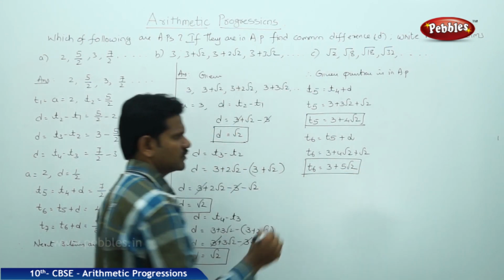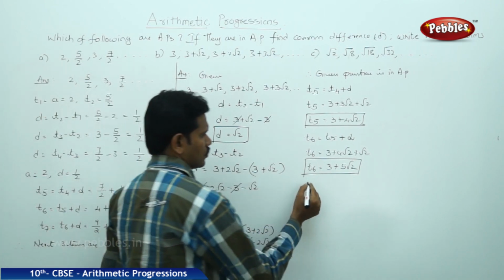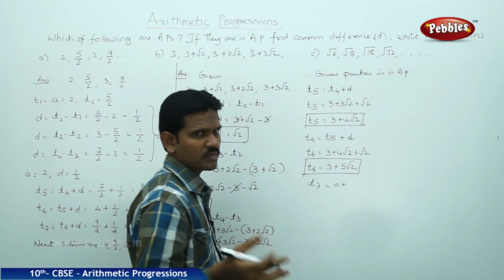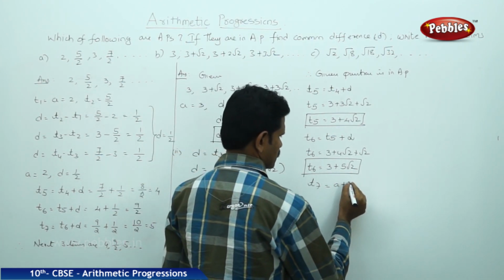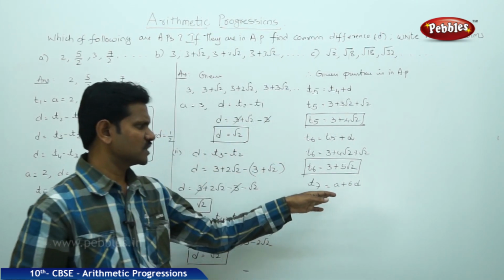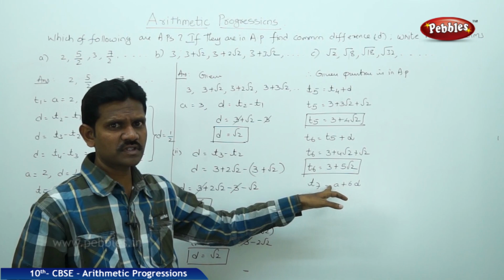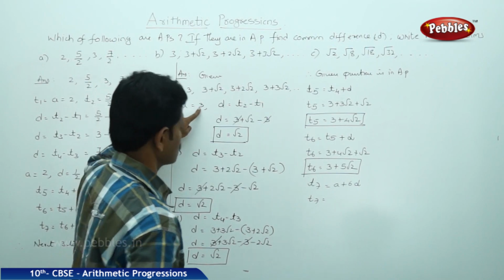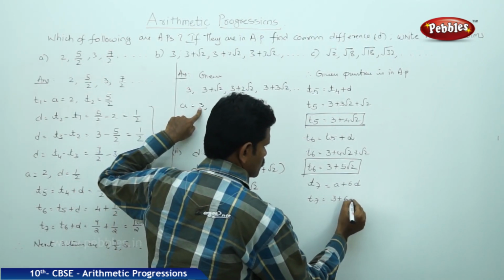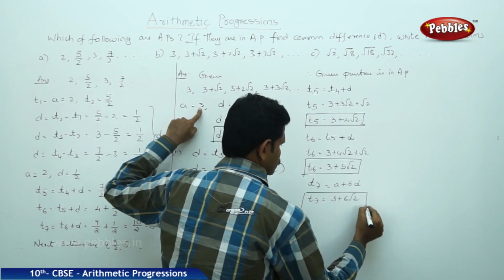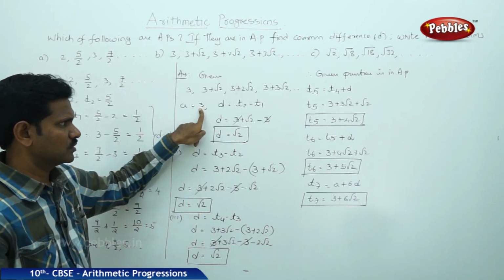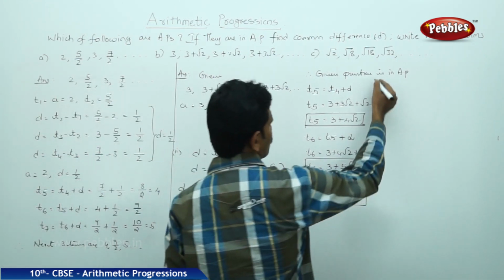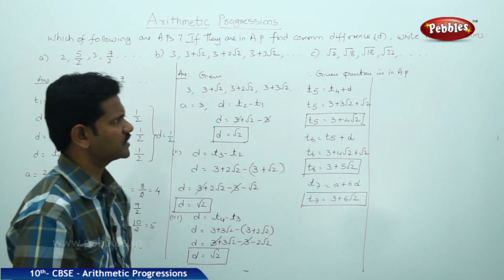Now I am ready with the T6. Now T7 is equal to A plus, we will use a different formula, A plus 6D. We can use T6 plus D also, but we will use this formula. T7 is equal to, what is A? A means the first term, 3, plus 6 root 2. Now the next three terms T5, T6, T7 are generated. Next, we'll come to the last question. Let us see.